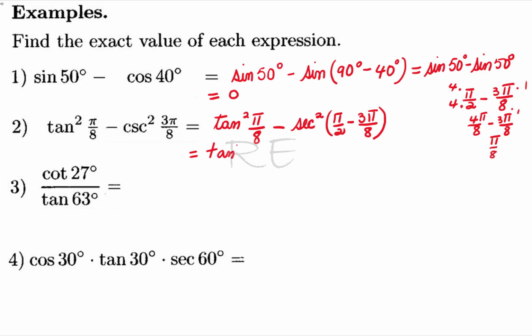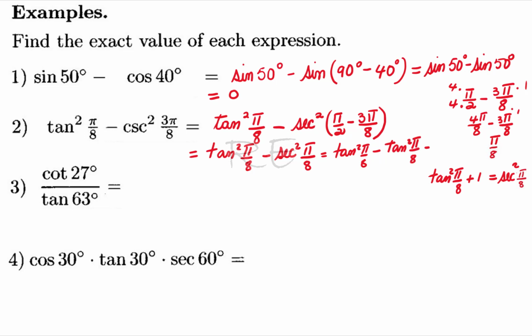So tangent squared pi over 8 minus secant squared pi over 8. We know that tangent squared pi over 8 plus 1 is equal to secant squared pi over 8. Pythagorean identity. We're going to replace secant squared pi over 8 by tangent squared pi over 8 plus 1. So it's minus tangent squared pi over 8 minus 1. When you distribute, tangent squared cancel. So the answer is -1.